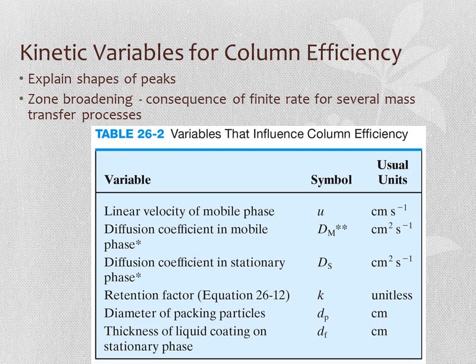It includes diffusion coefficients, how quickly your analyte is moving in both the mobile phase and the stationary phase. It has to do with that retention factor that we defined a few slides ago. And it also has to do with how big the particles are if you have a packed column. If it's not packed, if it's open tubular, then we're talking about the diameter of the column there. And it has to do with the thickness of a liquid coating on the stationary phase, because most of our stationary phases are not solids, they're liquids coated as a thin film on a solid.